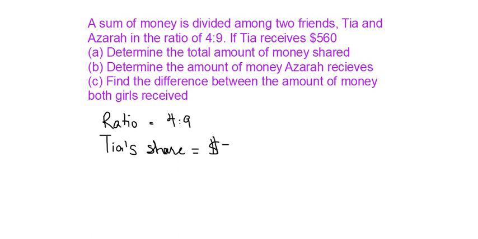So I have a question now. Alright, so if Tia received $560, what fraction of the total amount of money do you think this $560 will represent? Anybody, what are your thoughts on that? What is the fraction of the total amount of money that Tia is receiving? Any thoughts on that? How are we going to get the fraction that Tia receives? Share your thoughts with me.